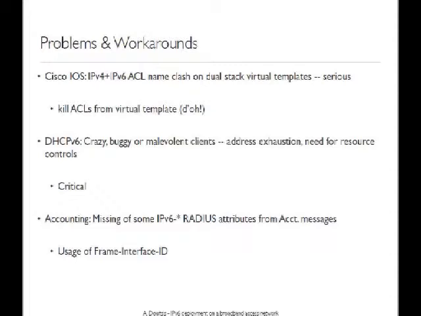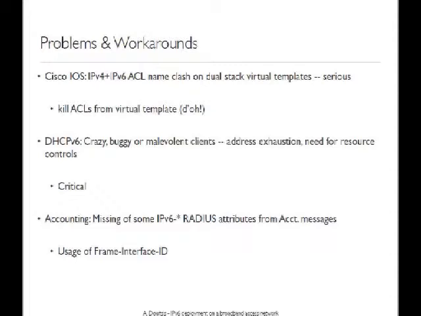That is the filter ID RADIUS attribute, if I remember correctly. Okay, one other problem is that if the client, the CPE, is crazy buggy or malevolent, there's this danger that it might request not only 1 or 2 /64 prefixes to enumerate the home LAN, but many more. This is a problem because this could lead to IPv6 prefix address exhaustion.